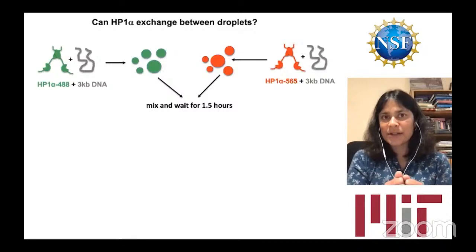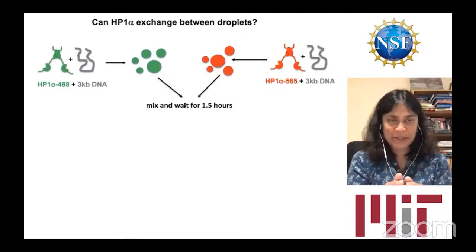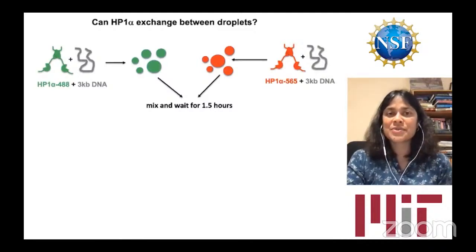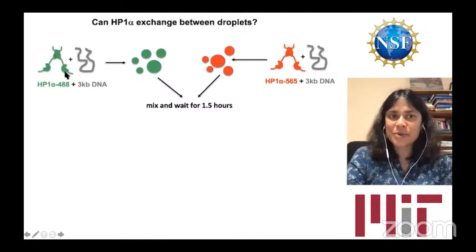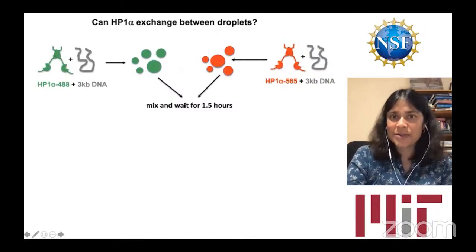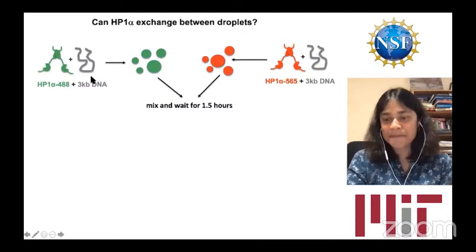Does the HP1 content mix between these territories, and does the DNA content mix within these territories? So the first thing she asked was, what happens to the HP1 content? And to do this experiment, she made two types of droplets, green droplets with fluorescently labeled HP1 alpha molecules, and red droplets with red fluorescently labeled HP1 alpha molecules. And in both of these droplets, the DNA was a long piece of DNA now, a 3 kb piece of DNA, and it was unlabeled.